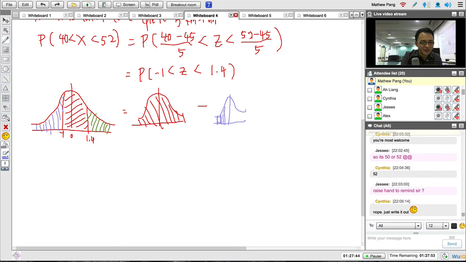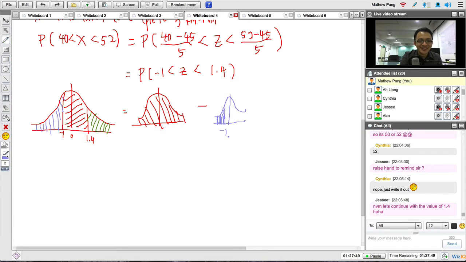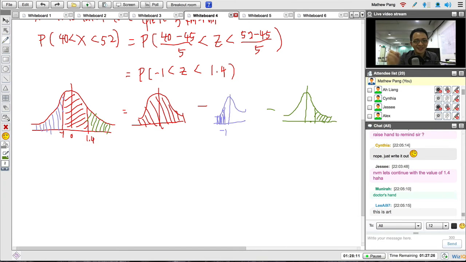Just forgive my drawing. I myself also cannot tolerate my terrible drawing. This is negative 1. And then, yeah, the green color part, I minus. What happened to my hand actually? Okay, look nicer. I can draw nicely in class normally because I use pen or pencil. Yeah, this board is just so hard to draw. Alright, this is 1.4.